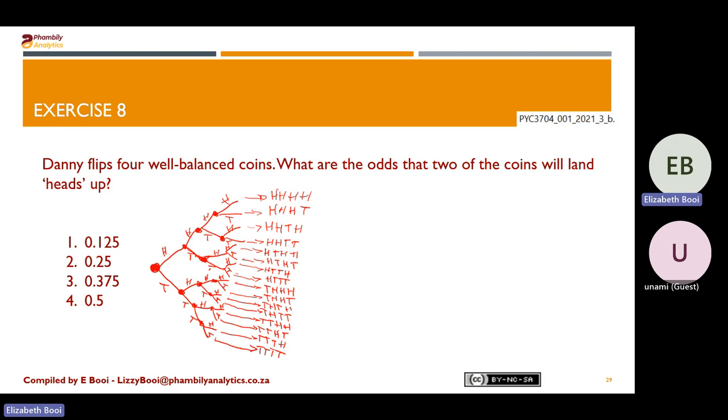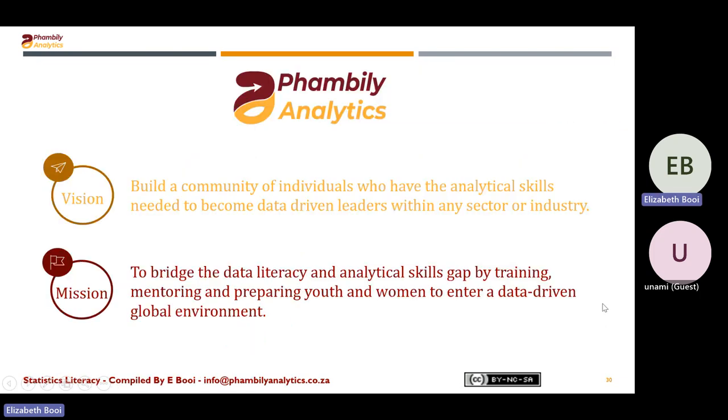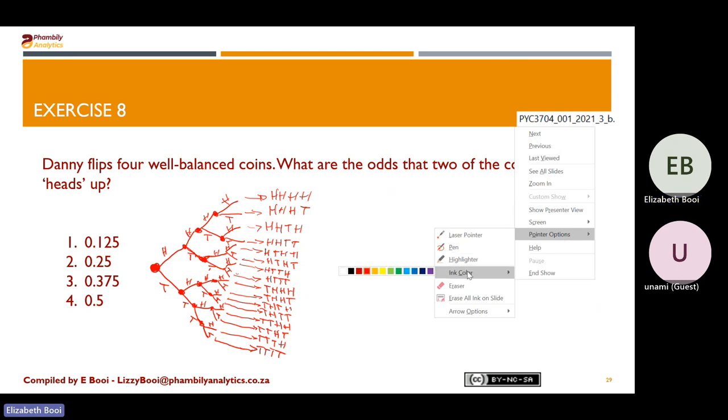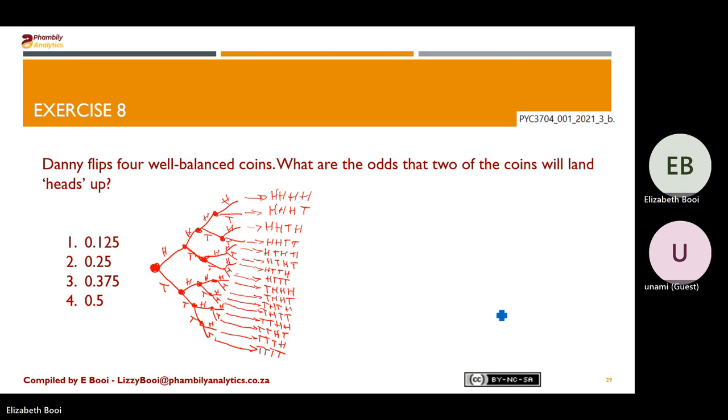So now, what are the odds that two coins will land on a head? So we need to find where there are two heads. Let's change the pen color. Oh, sorry, that is the last one. I just want to go in here and change my pointer color. So we want to find where we've got only two heads in there. One, head, head, head, there are three, so that's not it.